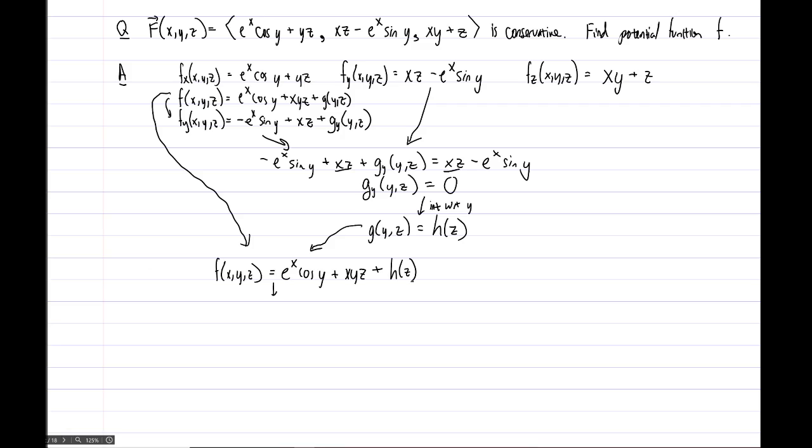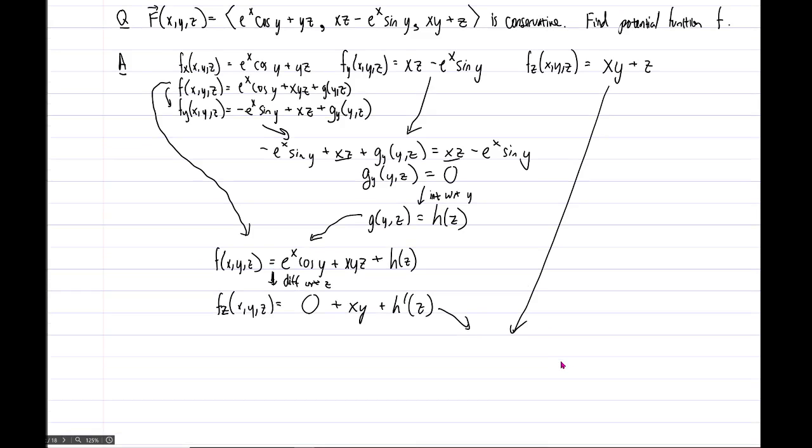Now we would like to eventually set something equal to xy plus z, but to do that, we need f sub z. So we take what we have here and differentiate with respect to z, and we'll have f sub z of x comma y comma z equal to, well, that differentiates to 0, this differentiates to xy, and then h of z differentiates to h prime of z. Then, let's be a little careful with our notation here, we'll take this and that. These are both two ways of writing f sub z, and we will set them equal. So we have xy plus h prime of z is equal to xy plus z. Subtract xy on both sides, and you have h prime of z is equal to z.